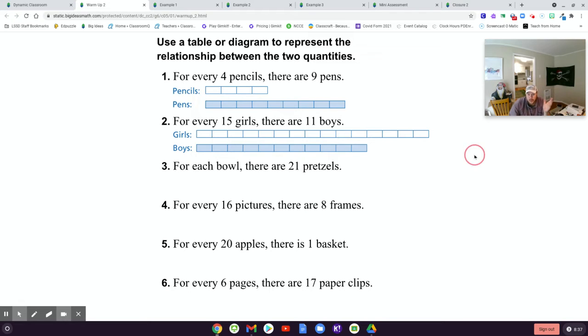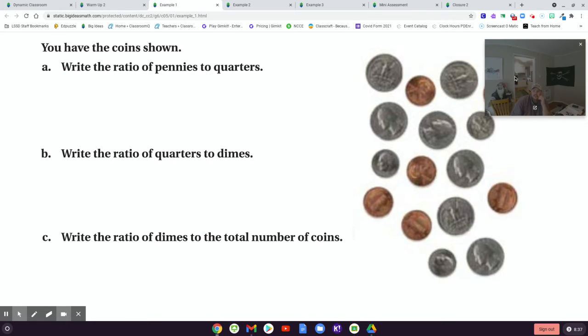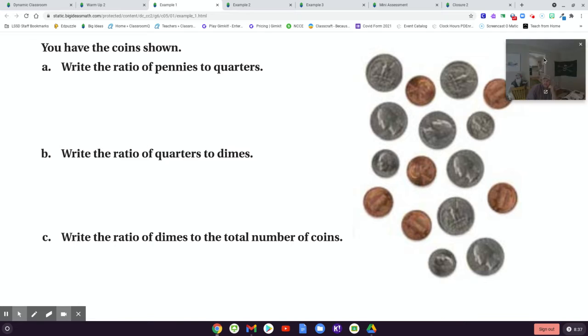I'm not going to go through all of them, but for every bowl, there's 21 pretzels. You do 1 bowl and then 21 pretzels. All right, so those are examples of tape diagrams. Those can be used when you're solving ratios. So let's jump into some of these.